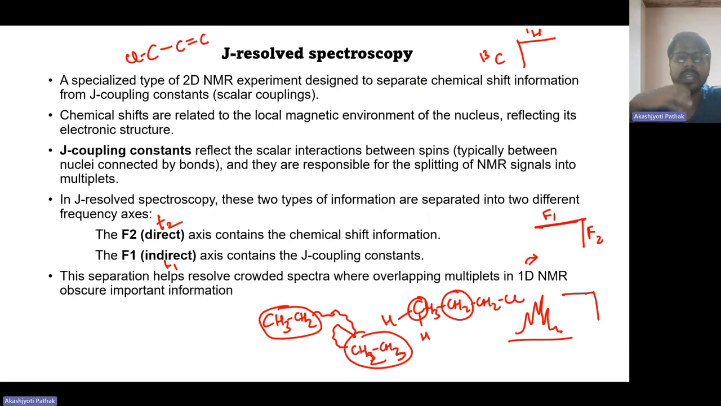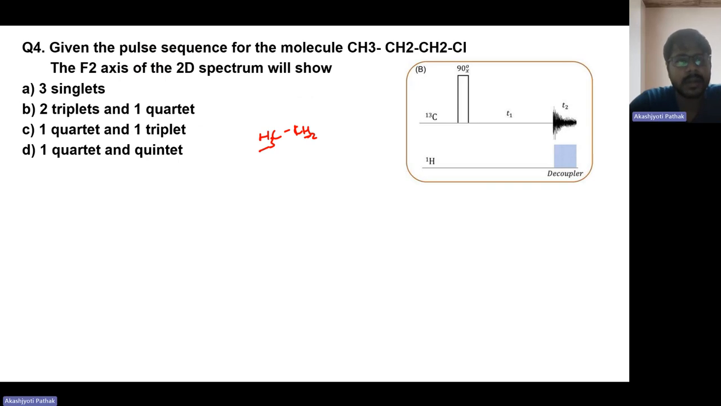We talked about J-resolved spectroscopy, how we separate the two parameters, the chemical shift and the scalar coupling, and all these were discussed.